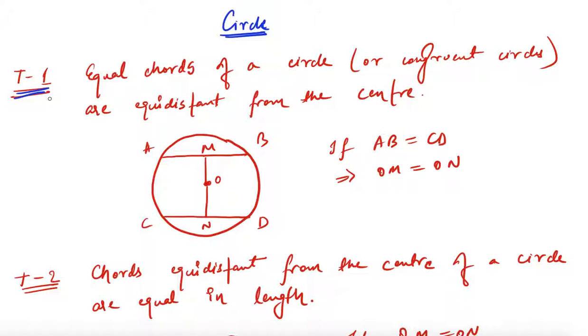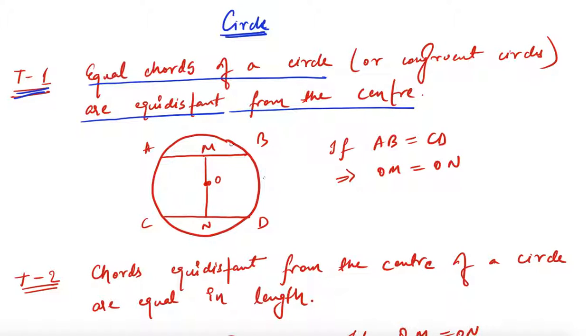The first theorem states that equal chords of a circle or congruent circles. What do you mean by congruent circles? Circles having equal radii. So, equal chords of a circle are equidistant from the center, right? Equal chords of a circle are equidistant from the center.